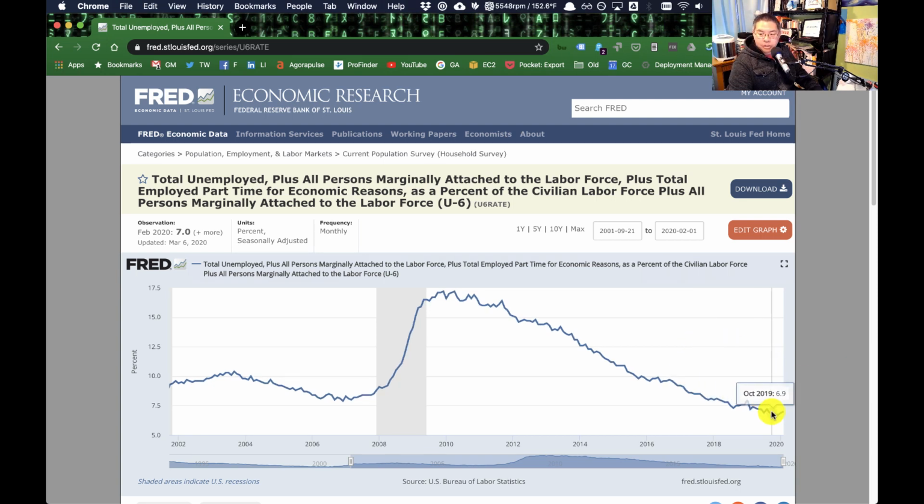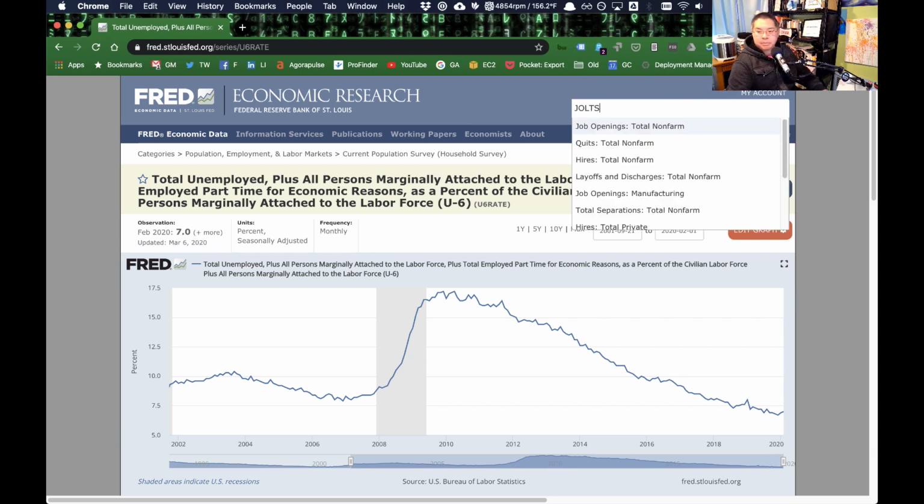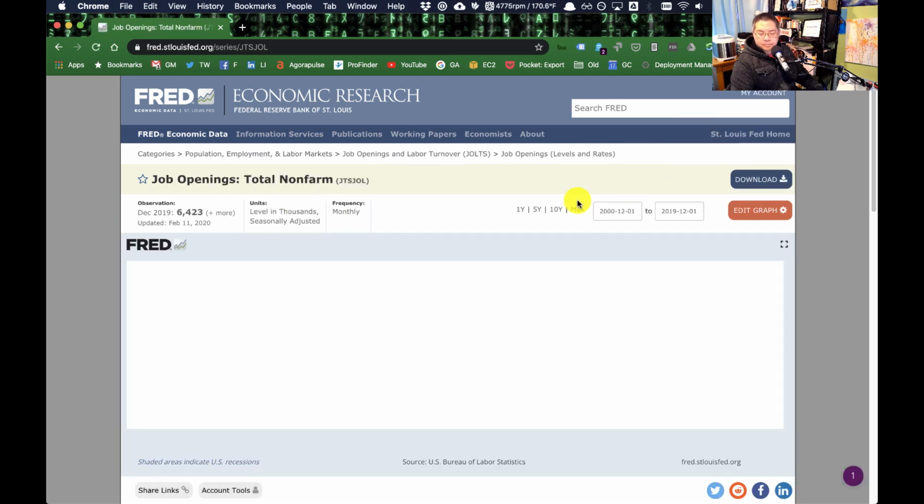So this is one of those series that we want to keep an eye on because it gives us a sense of what is likely to impact our businesses. If people don't have money, they're not going to buy stuff. That's Series 1. Series 2, I'm going to type in the word JOLTS here. JOLTS is an acronym: Job Openings, Layoffs, Turnover, and Separations. It's from the Department of Labor. And JOLTS tells us, are companies hiring, right? So I'm going to look for job openings here.